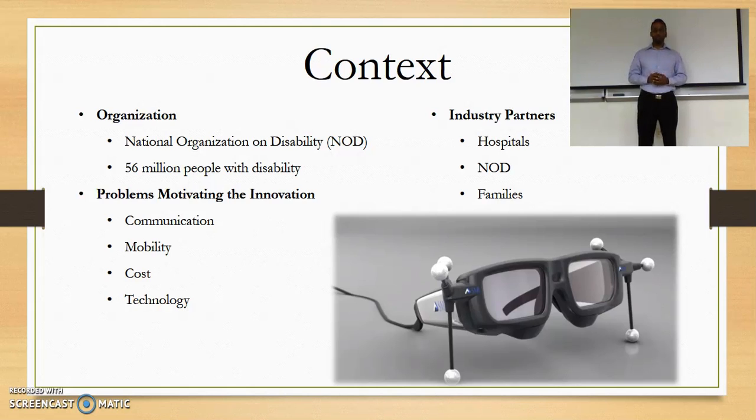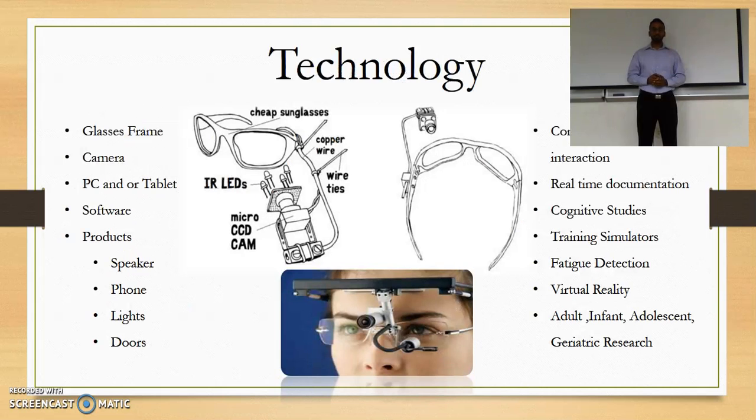When it comes to industry partners, there are 3 that are my main concern. There are hospitals, which can be used for communicating with patients, to doctors, families, and research, when it comes to national organizations such as the National Organization on Disability.